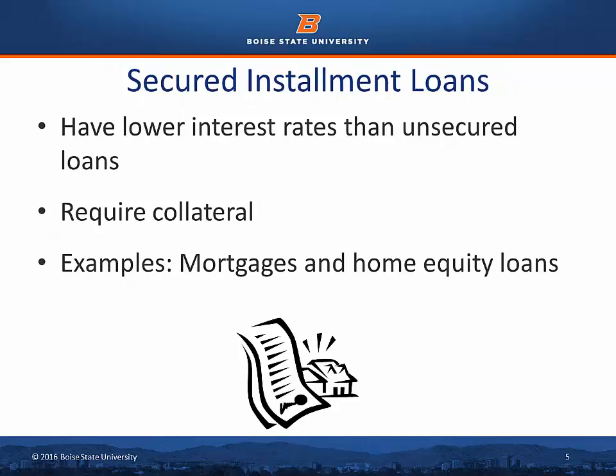A secured installment loan is one in which you offer collateral for the loan. The interest rates for secured loans are comparatively lower than unsecured loans. You must give up the collateral to the lender if the loan is not paid back as agreed. Mortgages and home equity loans are examples.